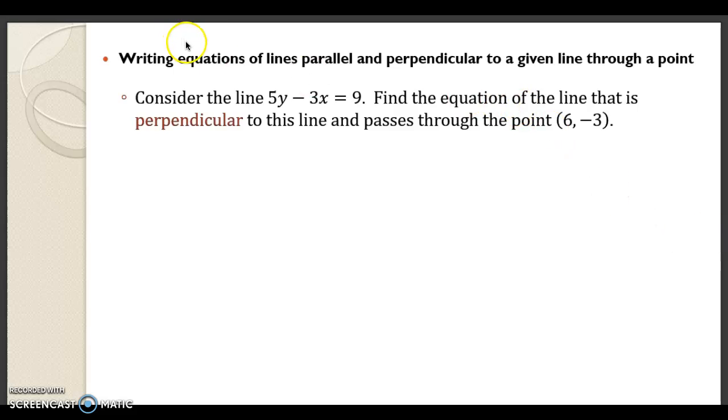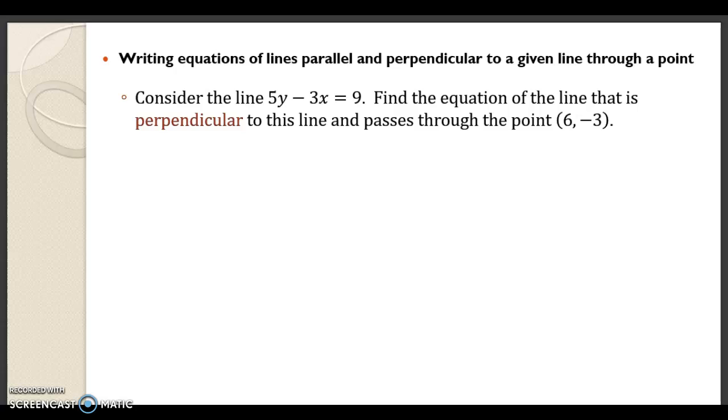In this video, we'll talk about writing equations of lines parallel and perpendicular to a given line through a point. So, let's take a look at the line 5y minus 3x equals 9. It says to find the equation of the line that is perpendicular to this line and passing through the point (6, -3).